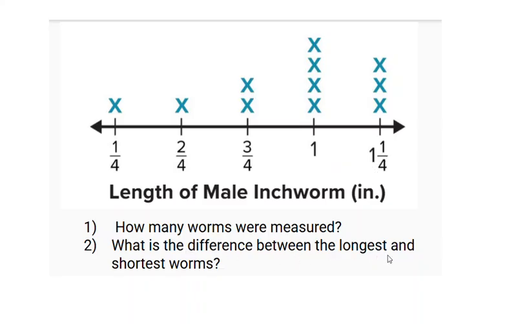Okay, what's the difference between the longest and shortest worm? Well, the longest worms were 1 1/4. The shortest ones were 1/4. So the difference between the two of them is 1 inch.